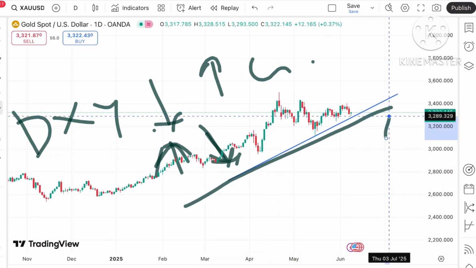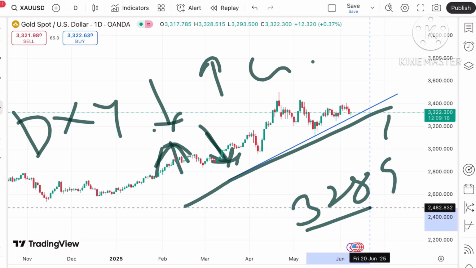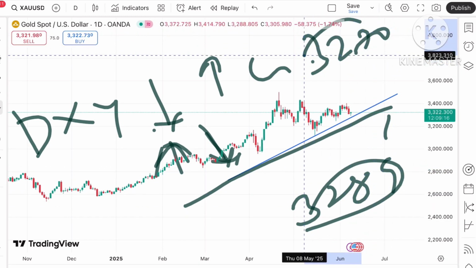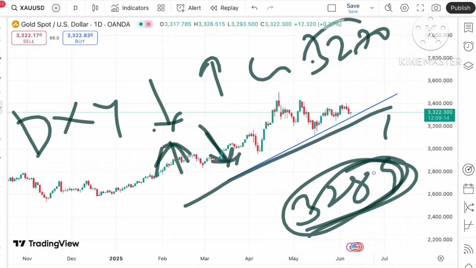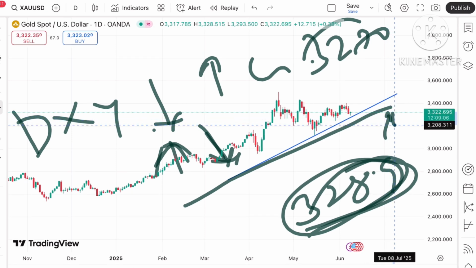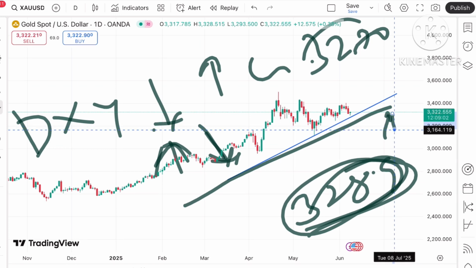So if the price starts going below a level of 3289, or 3270, then chances will be very high it can break this particular trend level of 3245, and from there a level of 3197, and then a further fall we can see. This is the downside trend.